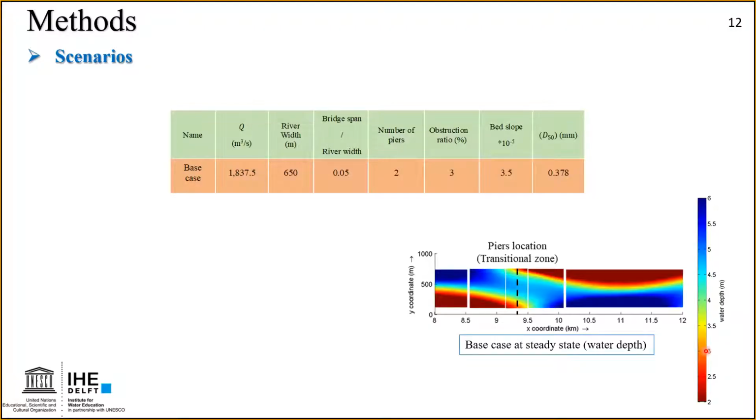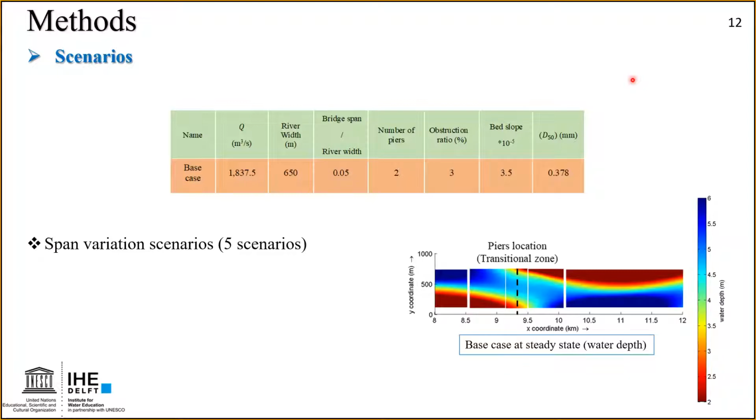Okay. Now here are the scenarios. Here is the base case, as we mentioned, where we use the average discharge of the Nile River system. Also, we use the average river width. We use the number of bridge piers too, with a span of around 33 meters, which means that the bridge span over the river width ratio is 0.05. The bed slope and D50 we got from the data.